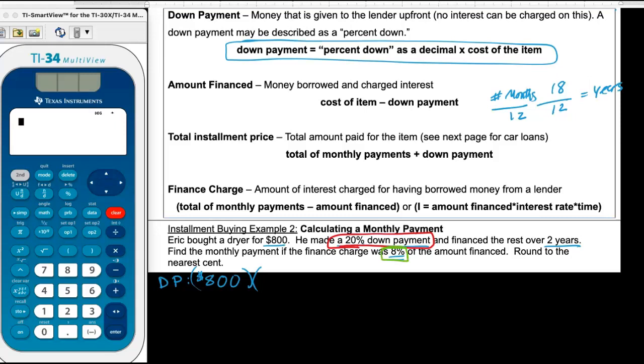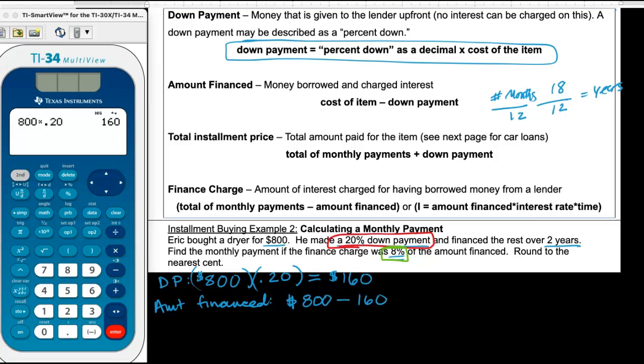So the 20% as a decimal is 0.20. So I'm going to take 800 times 0.20, and that gives me $160. So that's the amount of money that Eric is going to pay the store just right up front. So he gives them $160. So because of that, he doesn't actually have to borrow all $800. So to find the amount financed, so that's the amount that he needs to borrow from the bank, we're going to take the cost of the item, which is $800, minus the down payment.